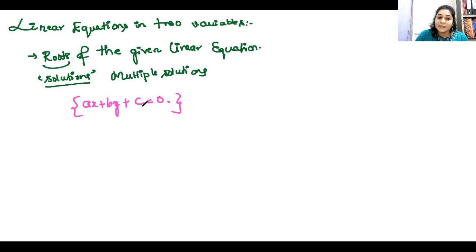When they ask us to find out the solutions, as I explained yesterday, you should fix the value of one variable and go on calculating the value of another variable. Thereby we get a set of points. Very important for us to understand, the set of points is what we call coordinates, correct? We call it coordinates.